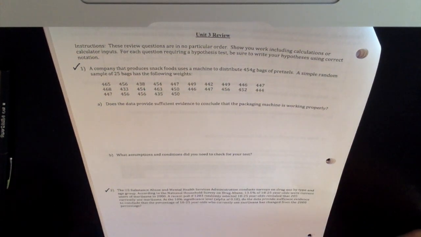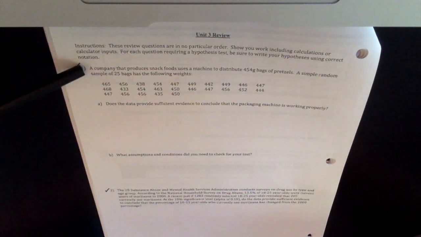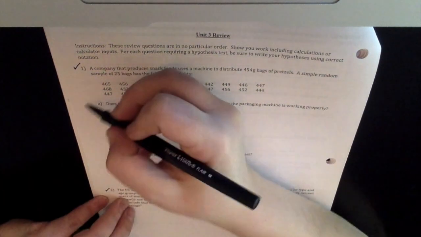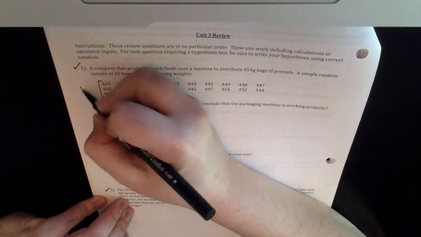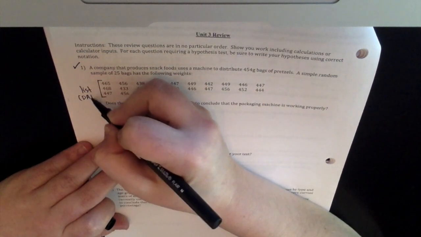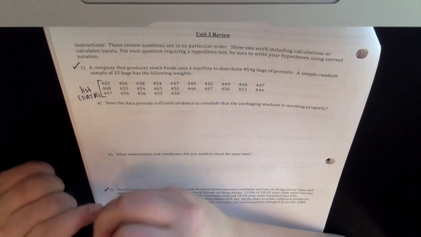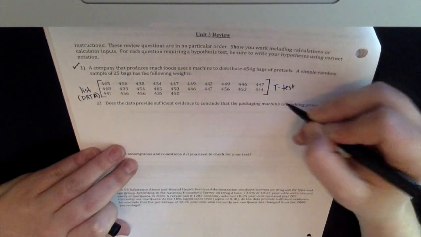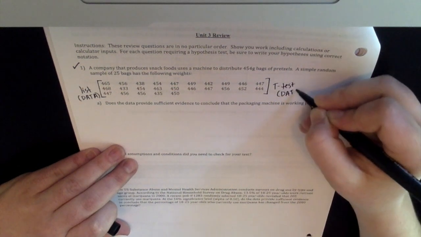The company that produces snack foods used the machine to distribute 454 gram bags of pretzels. A simple random sample of 25 bags has the following weights. All right, so let's just begin by looking at the glaring idea that we're given a list, which can also be referred to as data. It's a single list, so this has to be a t-test, and it will be on data.